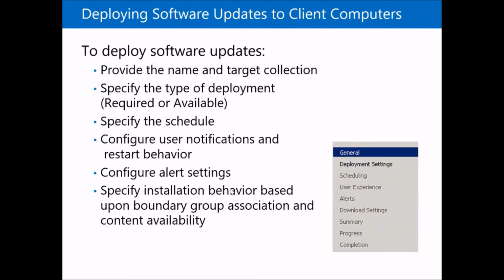Deploying software updates to client computers. To deploy software updates, you need to put the name and the target collection. Remember, we call collections groups of computers or users. Then we specify the type of deployment, whether it's a required deployment or an available deployment. The difference between required and available is this: required means must have, available means it's optional.